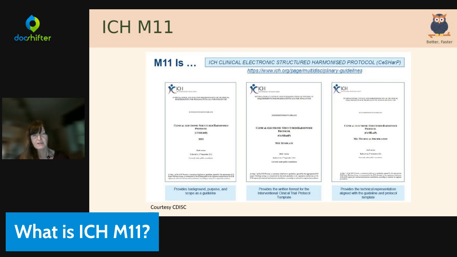So ICH M11 is an initiative that has a goal of ensuring that clinical study protocols are prepared in a consistent manner and provided in a harmonized data exchange format. Those are really the two important parts to know: consistent format and the ability to exchange data electronically. It dates back to about October of 2022 when the first versions of these documents were released. You can see here there are three key documents that were released, all at the same time.